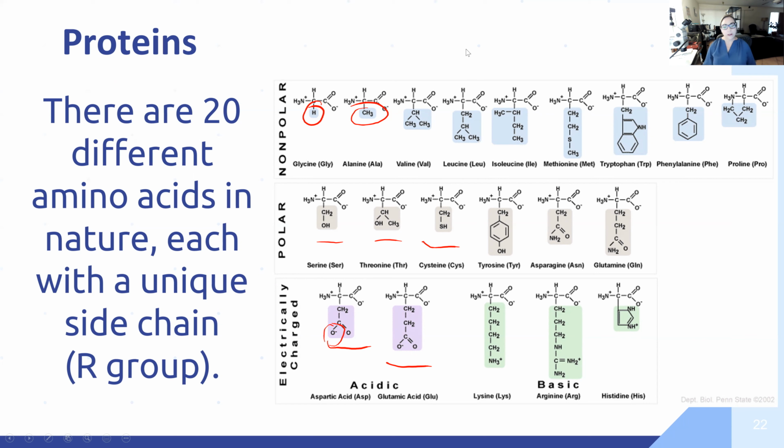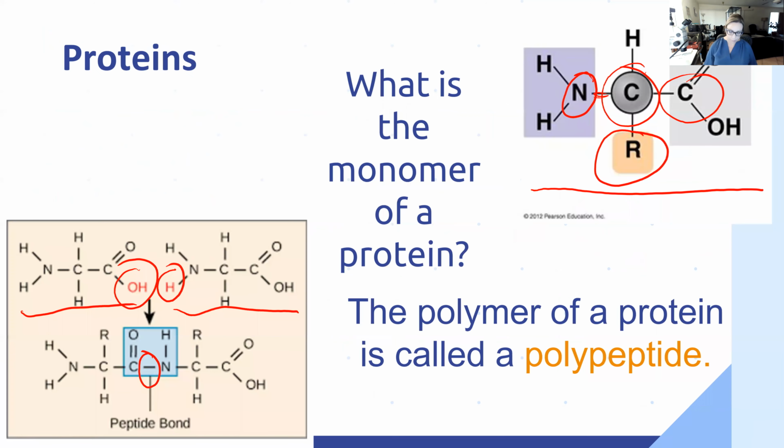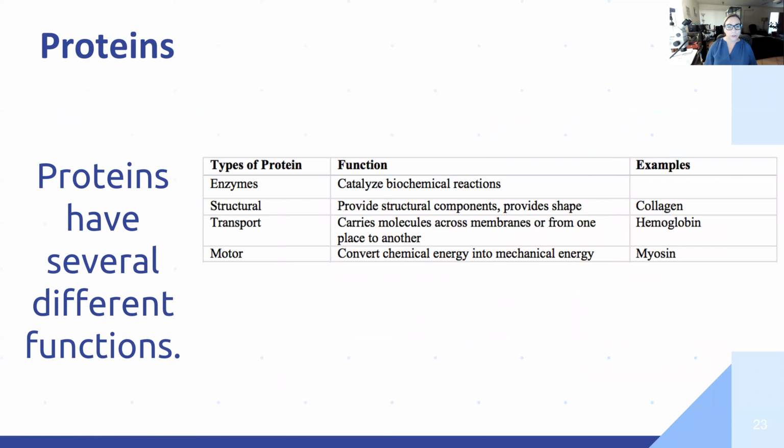So there are 20 different amino acids that make up proteins. Oops. There we go. Sorry about that. My computer is responding slowly.